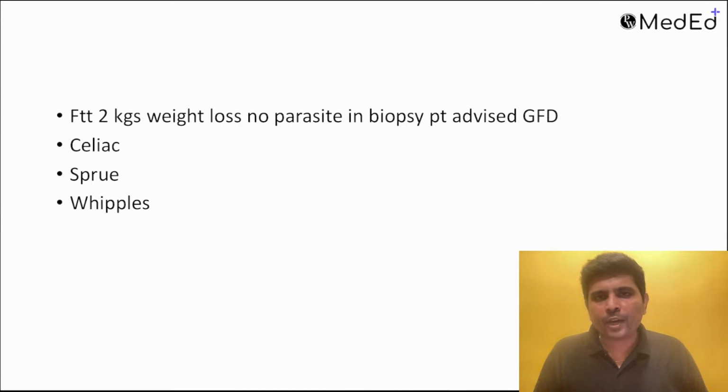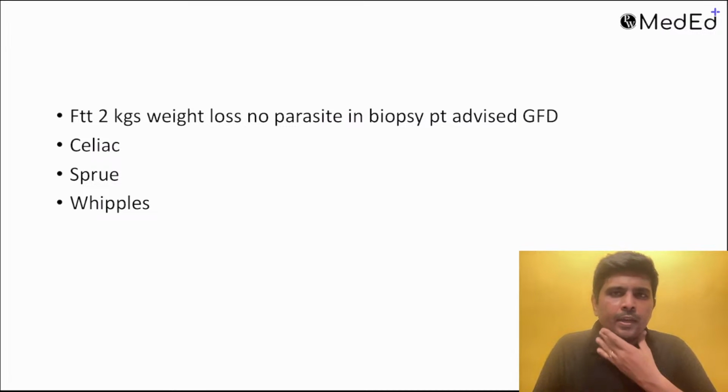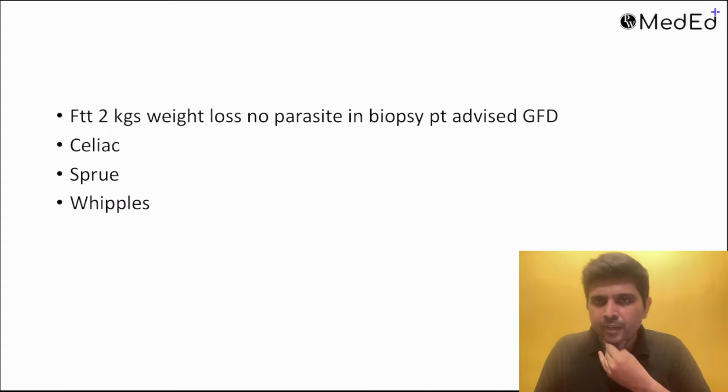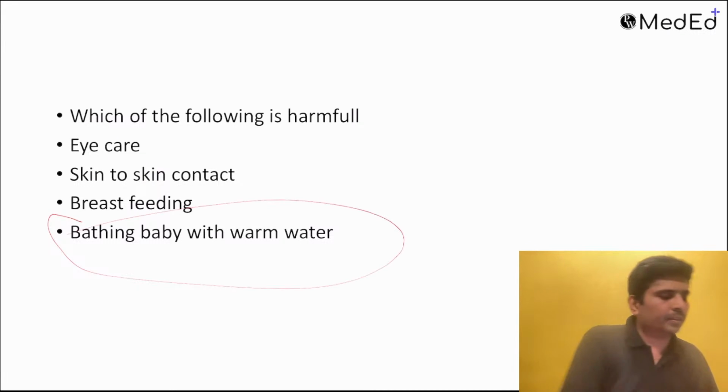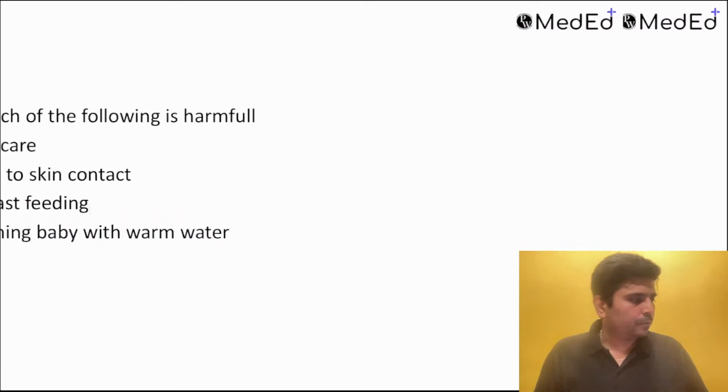And again, when you have a failure to thrive along with chronic diarrhea after 2 years of age, the most common cause is celiac disease. Chronic diarrhea less than 2 years, the most common cause is cow milk protein intolerance. Which of the following is harmful? We don't bathe immediately after birth. The other things can be followed.